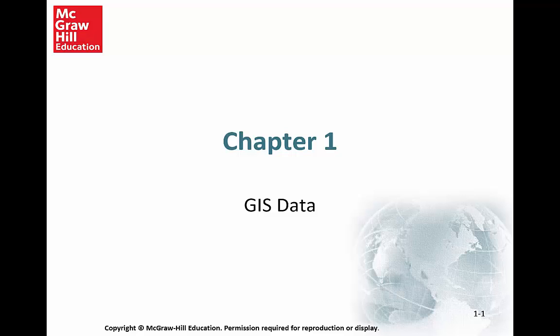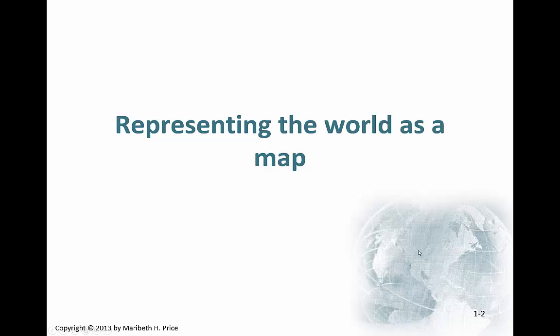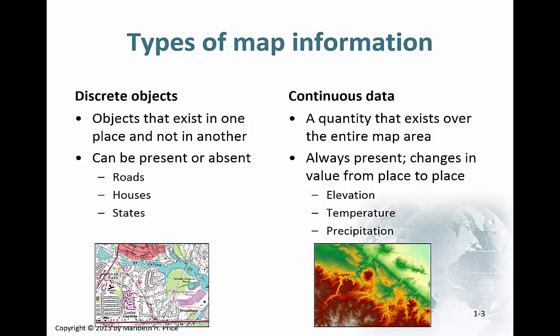Chapter 1 is titled GIS Data. We use GIS data to represent the world around us. The world is made up of two types of data. Those that are discrete objects, which exist in one place and may or may not be present. Examples of discrete objects are roads, houses, state, and county boundaries.